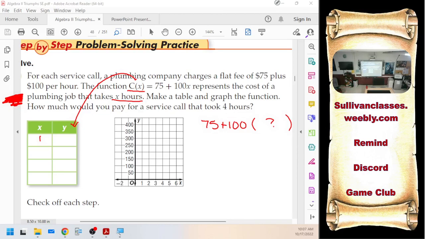Now, some of you probably just do this by mental math. You don't necessarily need the calculator. What's 1 times 100? 100 plus 75. 175. What's 2 times 100? Plus 75. Right?